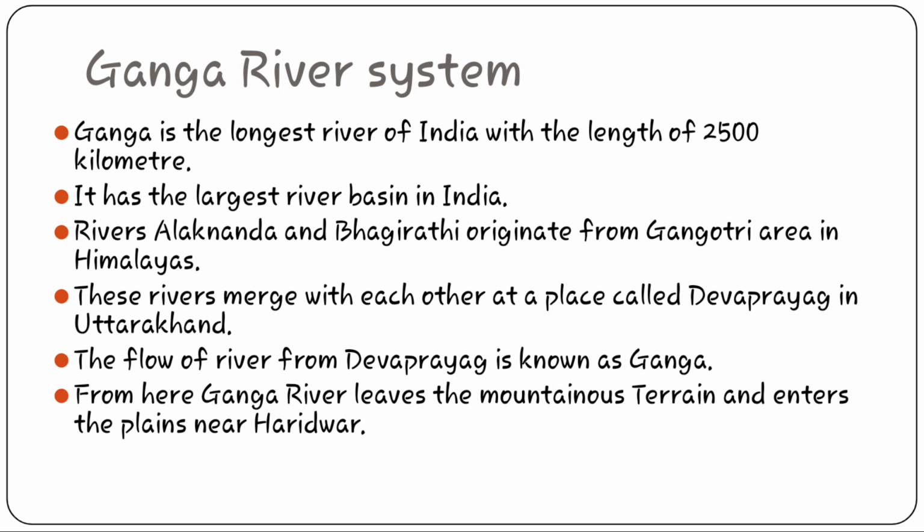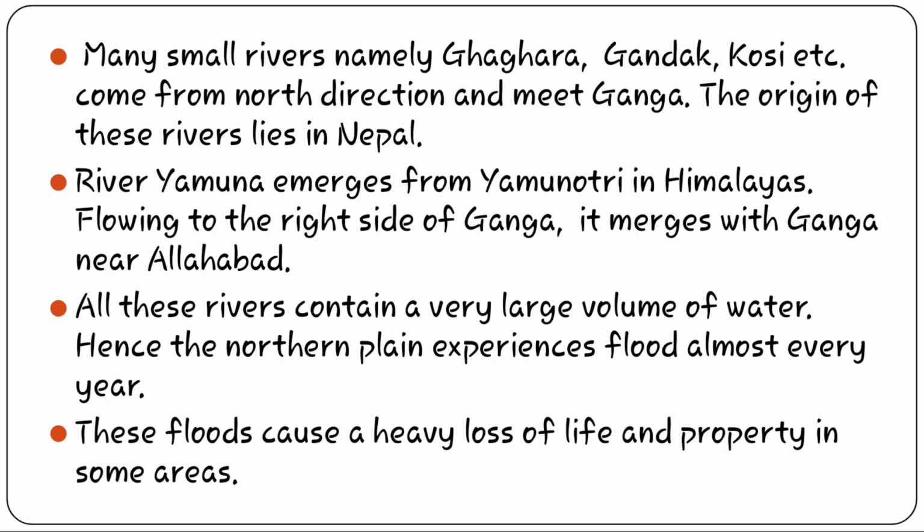Please underline first paragraph, second line. Devaprayag in Uttarakhand region. The flow of the river from Devaprayag is known as Ganga. From here, Ganga river leaves the mountainous terrain and enters the plains near Haridwar, the famous place. Many small rivers like Ghaghara, Gandak, Koshi, etc. come from the north direction and meet Ganga here. The origin of these rivers lies in Nepal.